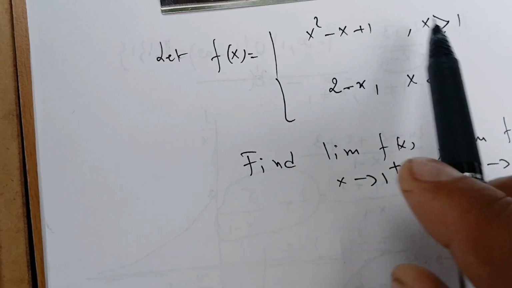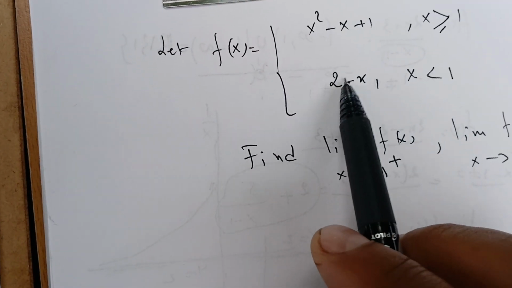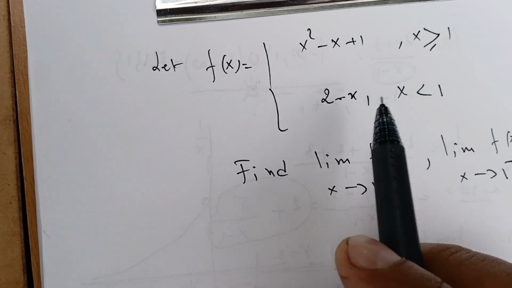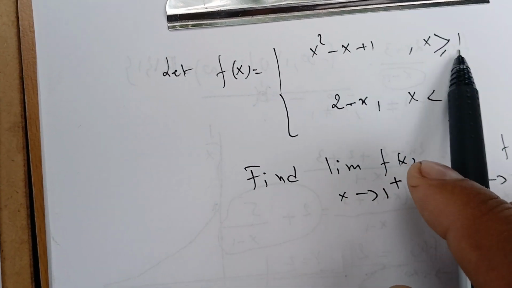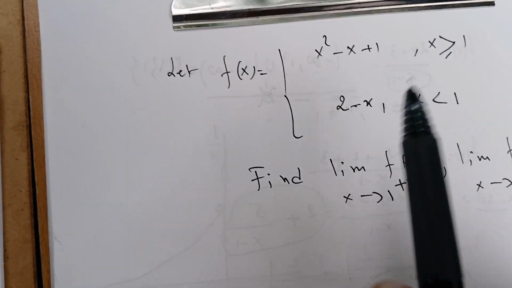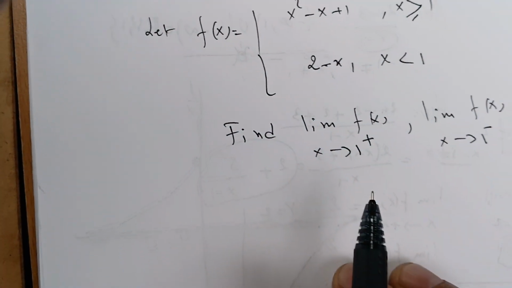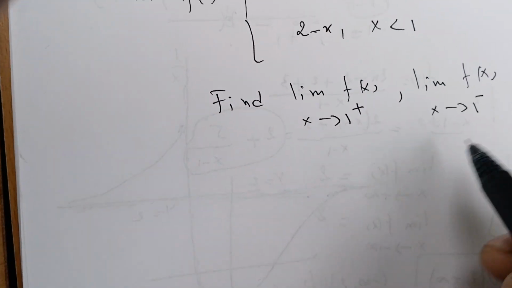In our case, we have f of x is x squared minus x plus 1 when x is greater than or equal to 1, and we have 2 minus x when x is less than 1. So when x is bigger than 1, we have a function, and when x is less than 1, we have a different function. So different behavior. So what do we mean when we say the limit from the right or the limit from the left?